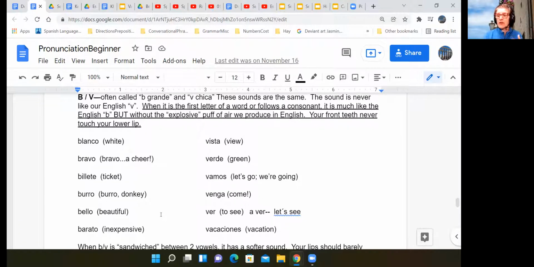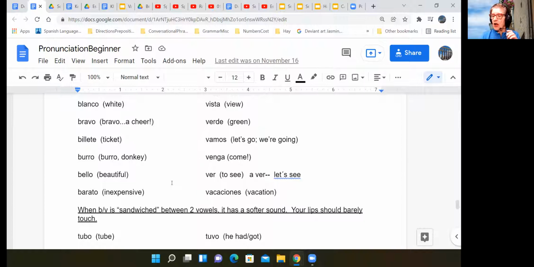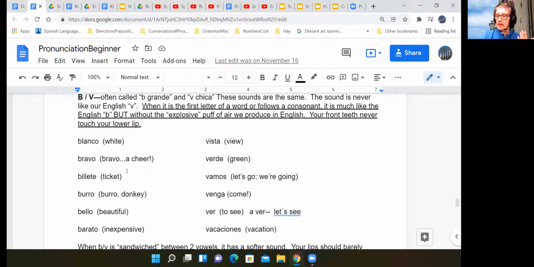So the important thing is, when you see be chica, what we call the V, not to give it a B pronunciation with teeth on the lips. Okay, be and be make the same sound. So let's take a look at these. We're going to look at all the B's on the left-hand side. A la izquierda, on the left.